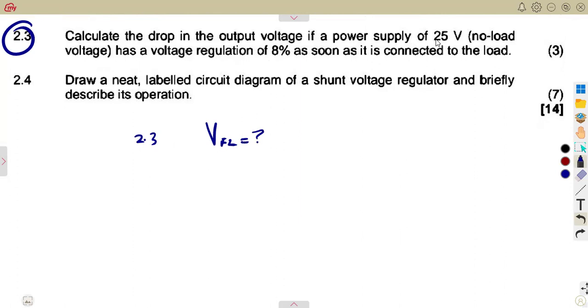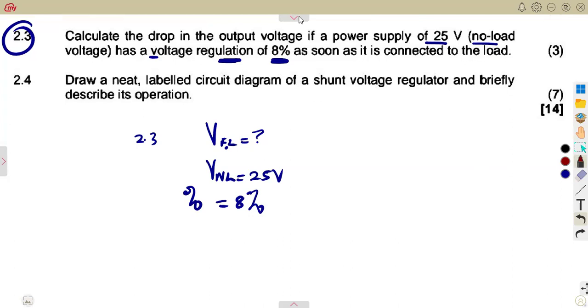If the power supply has 25 volts at no load, the voltage at no load is given as 25 volts. The voltage regulation is 8%. The percentage voltage regulation is given as 8%. How can we calculate this, as soon as it is connected to the load?